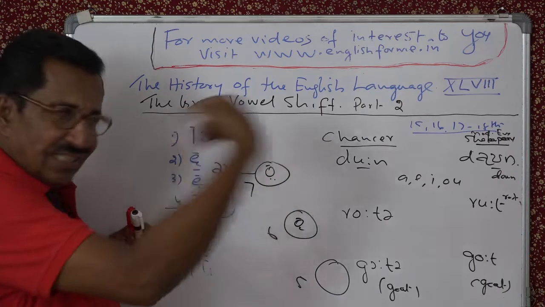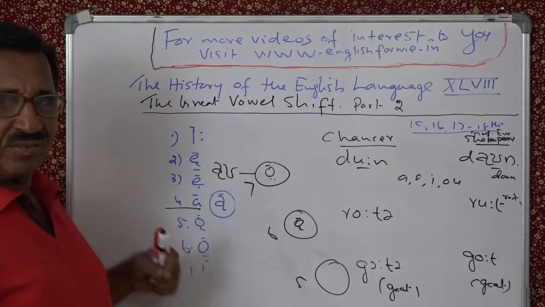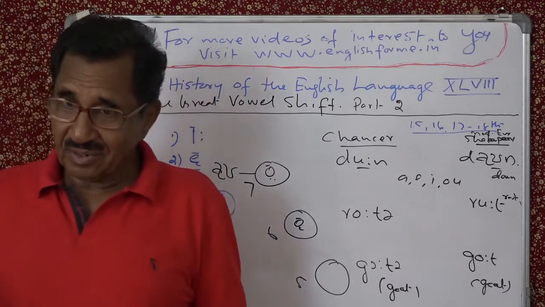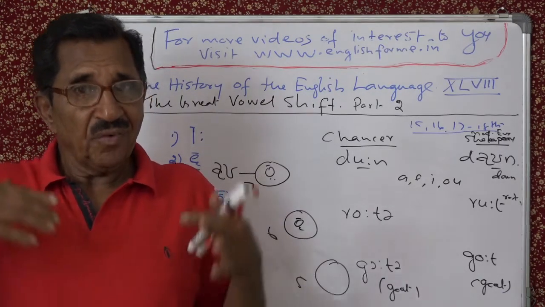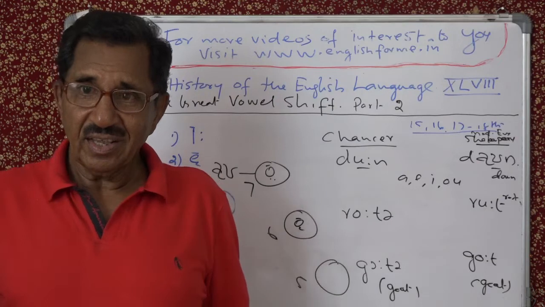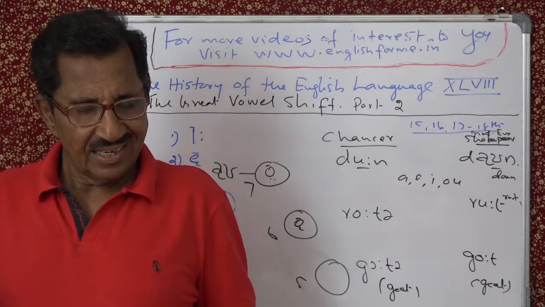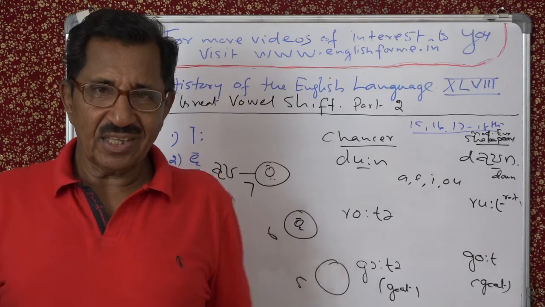I think the shift is clear now, because 5 is not here, because 7 has become a diphthong. And in the front vowels, these are back vowels, in the front vowels we saw 4 is not there. Why? Because the first one has become a diphthong. So thus you have 5.